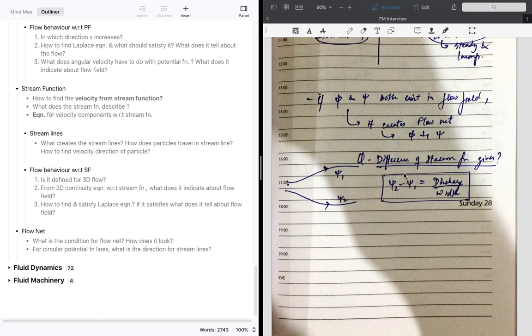So the question is, what does the difference of stream functions give? If you have two stream functions like this, what does the difference give? The difference of the two stream functions gives the discharge over the width. Okay, it's the same thing. The difference in the stream function gives the ratio of discharge over the width of the stream function.